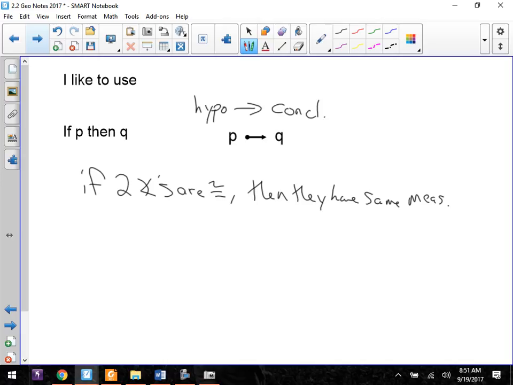True or false? It's true. By the definition of congruency, that means that they have to have the same measure. So by saying that if two angles are congruent, then that means they must have the same measure. So what is your hypothesis and what's the conclusion? They must have the same measure. What's the hypothesis? What's the conclusion?